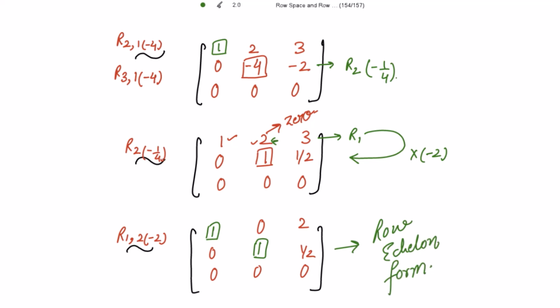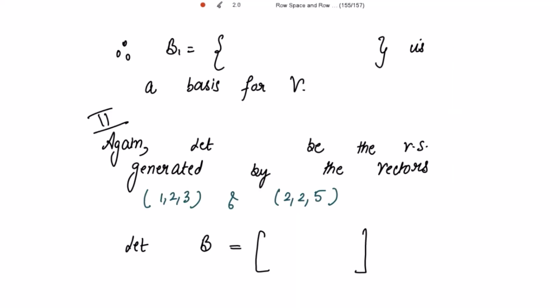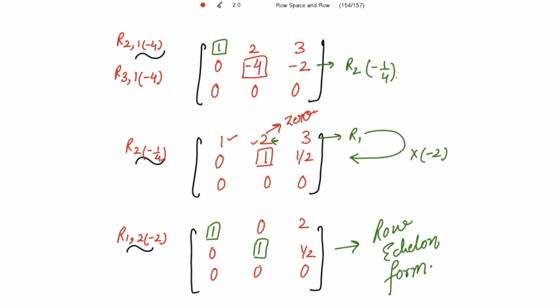And now writing the basis for V, that is from the first row we get 1, 0, 2 and from the second row we get 0, 1 and 1/2. So writing the basis as B1, that is the basis for V, from the first row we get 1, 0, 2 and from the second row 0, 1, 1/2.